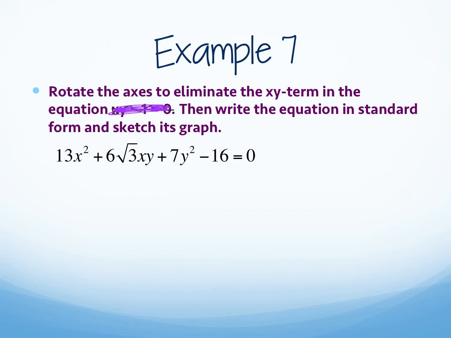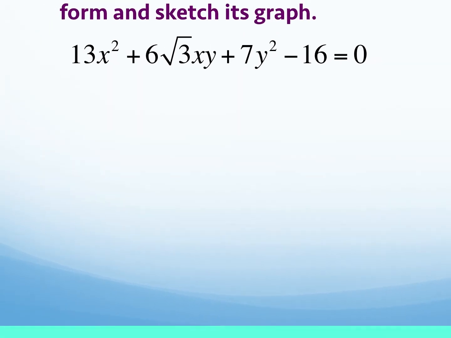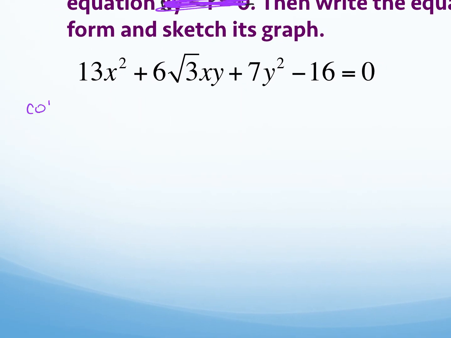So before we even start this example, we're going to start with our angle, right? So the cotangent of 2 theta equals a minus c over b. What is a? A is 13. What is c? C is 7. What is b? 6 root 3. Yuck.